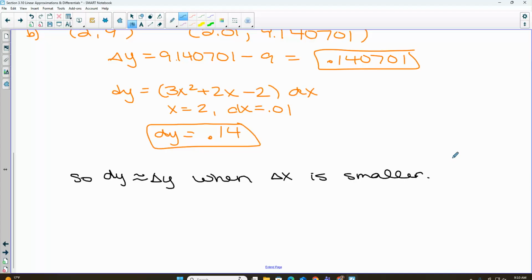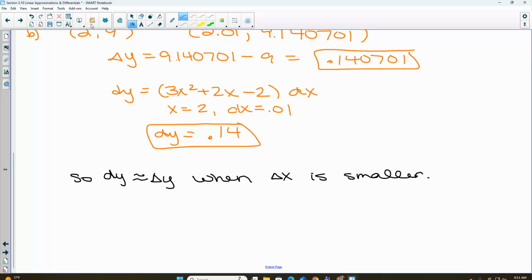And that really shouldn't come as a surprise, right? We know that a line, the tangent line, is a decent approximation for the curve if you're really, really close to your x value. The further away you get, the less accurate it is. So if we're really, really close to our original x value, our differential is a really close approximation. The further away we get, the less accurate it will be.